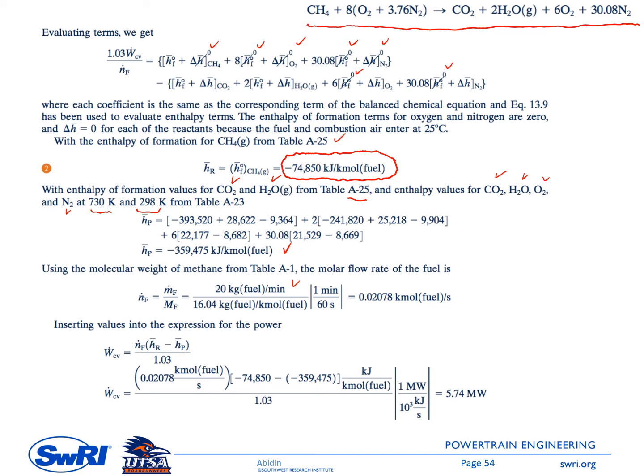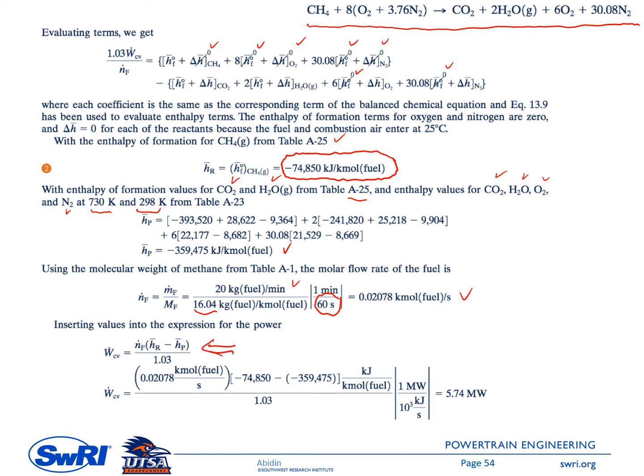So we need to change it to be kilomole per second. So we divide it by the molecular weight of methane, which is 16.04. And then we need to change the unit from per minute to per second, so it is divided by 60 here. So you will get the molar flow rate of the fuel of 0.02078 kilomole per second.